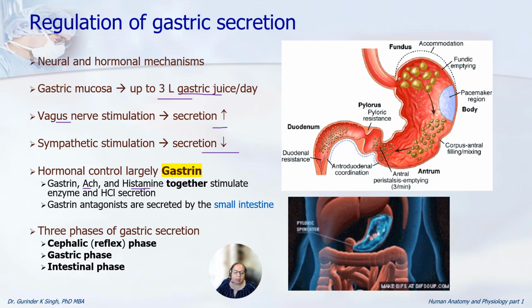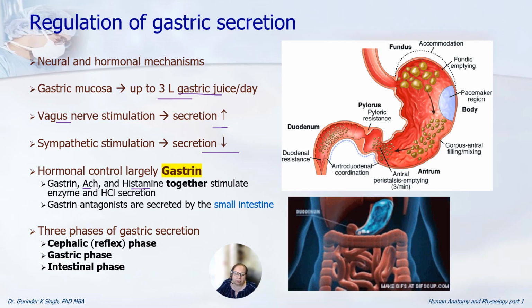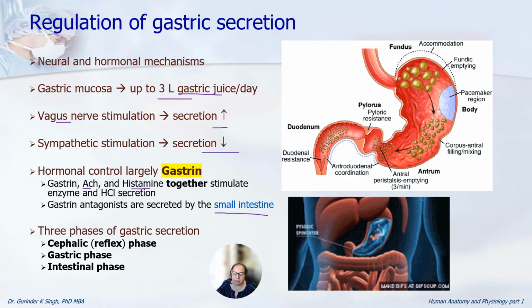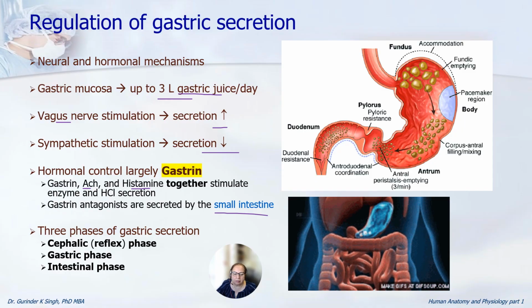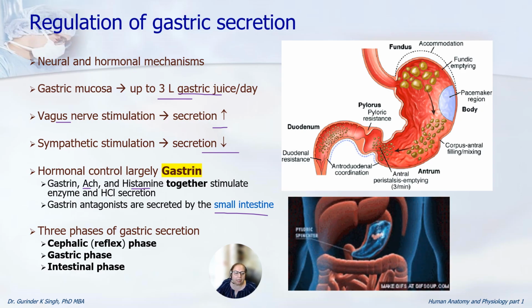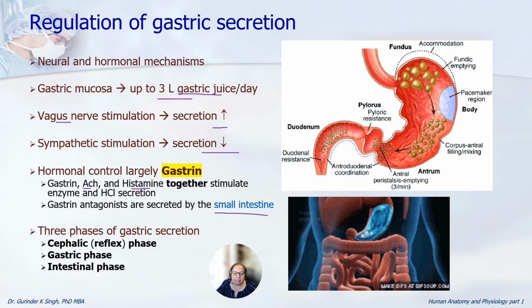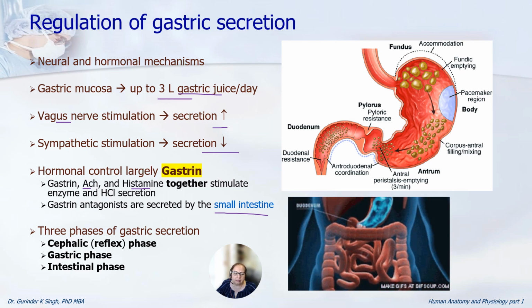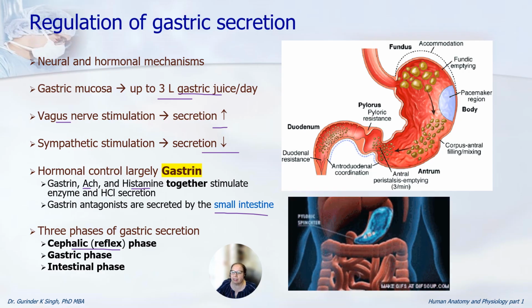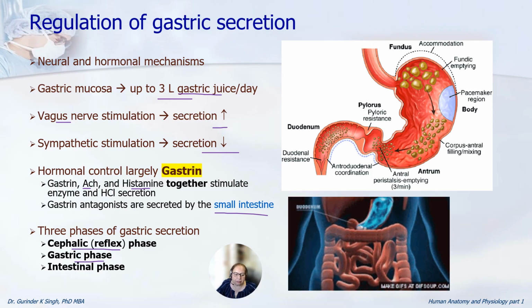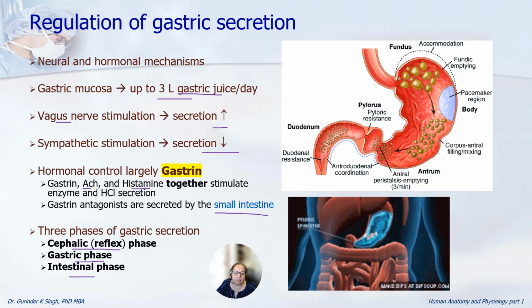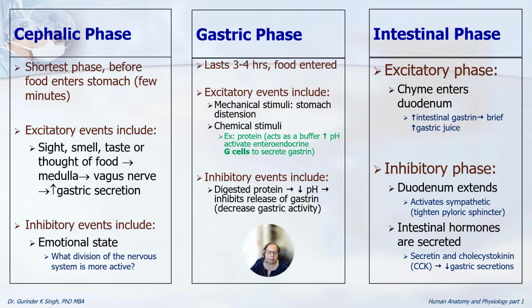There are antagonists to this hormone, and those are produced by the small intestine, and we will talk about them when we get to the small intestine. All right, there are 3 phases in which gastric secretion occurs. One is known as the cephalic or reflex phase, the second is the gastric phase, and the third is the intestinal phase. Let's look at these one by one.